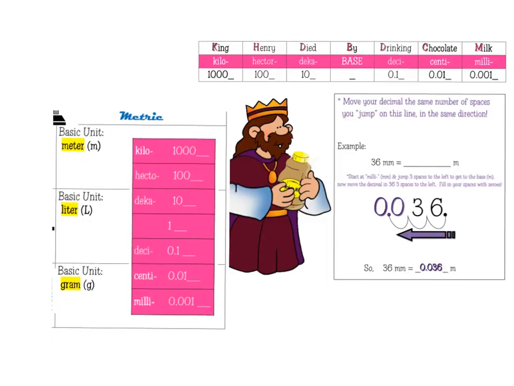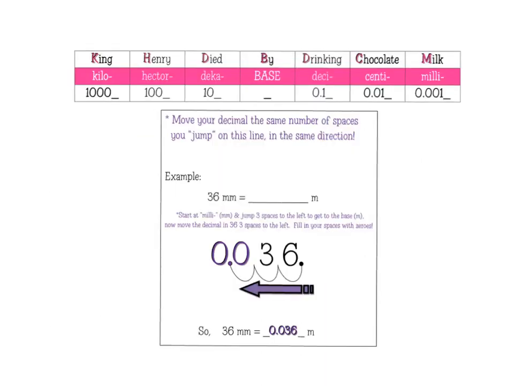Then we get to the metric system side of things. Metric system is very different. It's always going to be based on meters, liters, and grams. And if you're looking on the chart that you have, you can see that you're going to be moving back and forth based on these different things. So you decide where you're going to start, move that decimal point back and forth until you get to where you want to end. So here's the first problem.